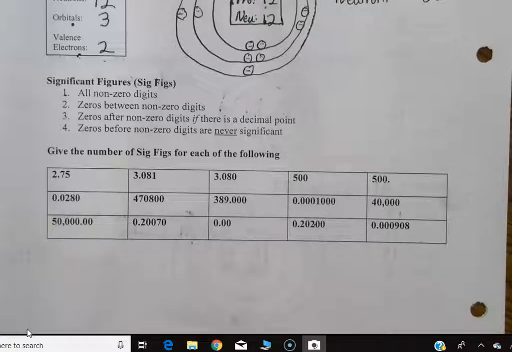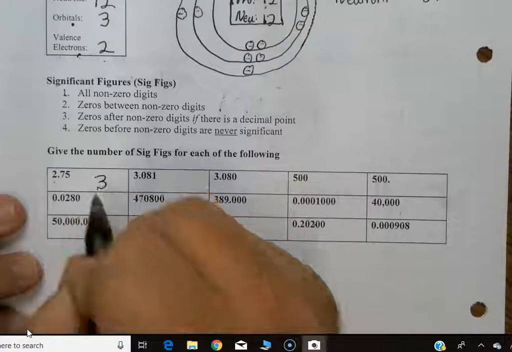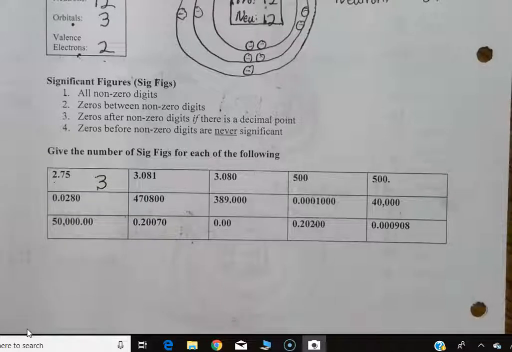All you've got to do is tell me how many significant figures there are in each of these. All right, so we've got 3 non-zero digits. There's no zeros involved there. That's 3 significant figures. Again, try to do these on your own first and then score yourself.